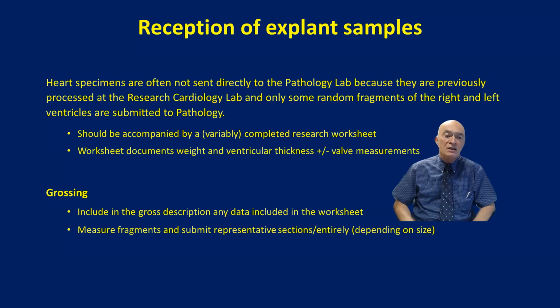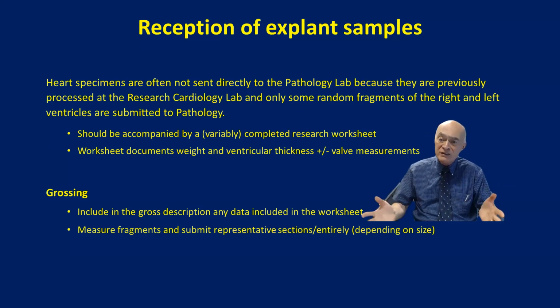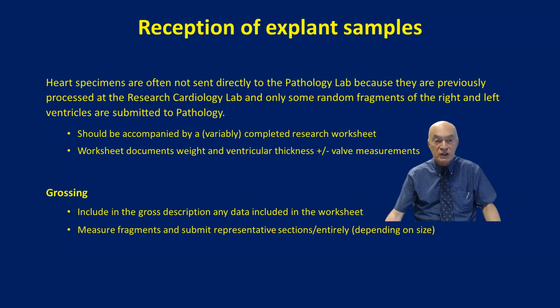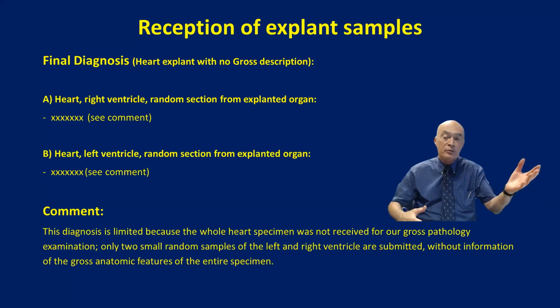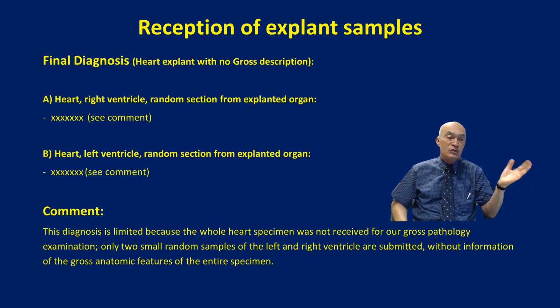So in those cases, you have to include a very good description in your worksheet, and then measure and weigh the specimen and submit several representative sections. Sometimes we are lucky and we find lesions in those pieces, but these are random pieces that don't have valves, they don't have coronary arteries, etc., and we have to deal with them. This is an example of what I do. I already have a template, and I say final diagnosis, heart explant with no gross description sometimes. Only random sections from the explanted organ were submitted, and then whatever you find, you include it in the diagnosis.